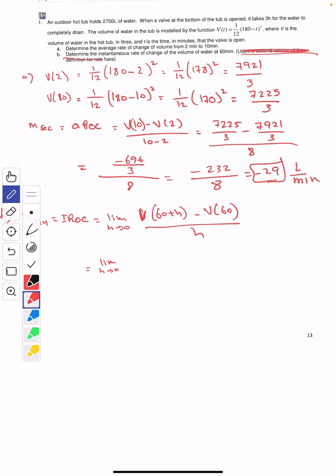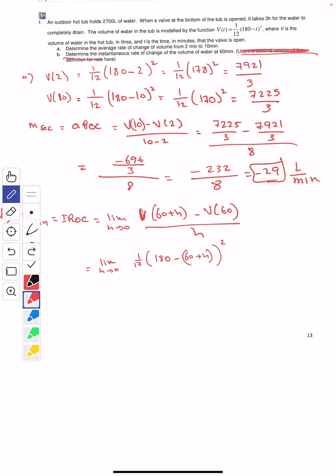So what we have here is 1/12 and 180 minus, now be careful here, because you have minus and then you're replacing t with 60 plus h. So basically you have to put that 60 plus h in brackets, because that negative is going to affect both of them.